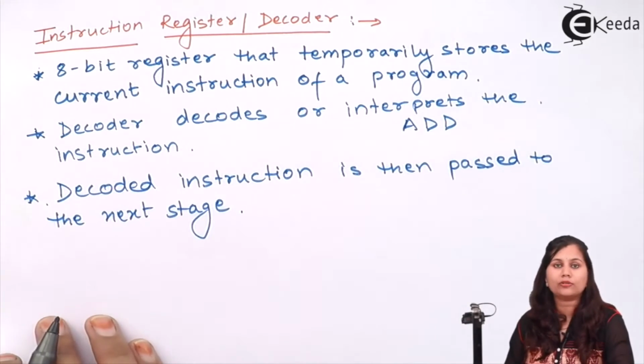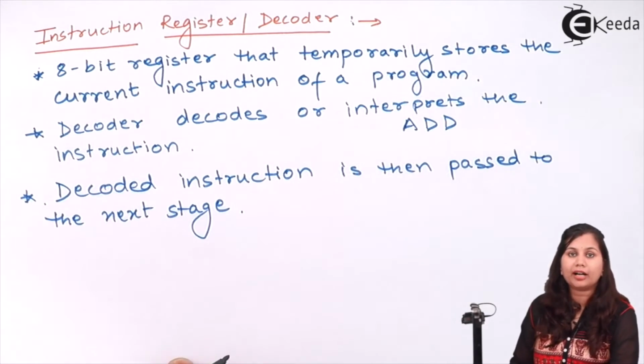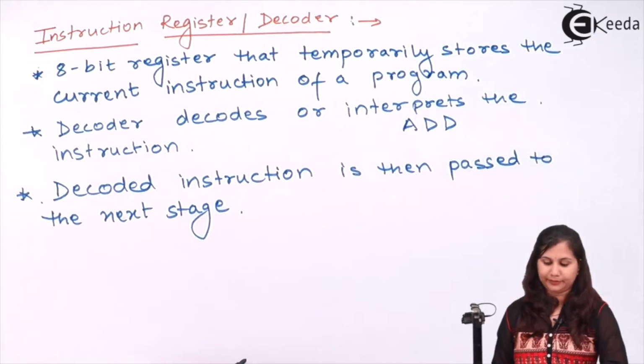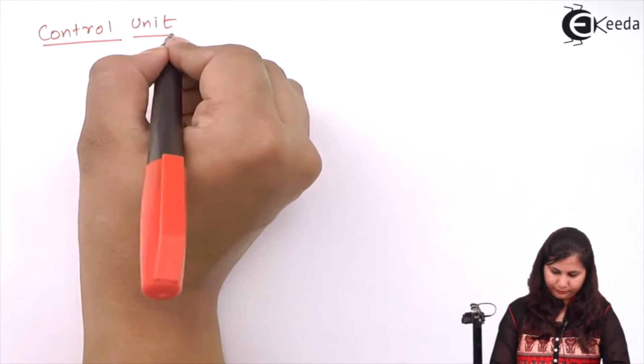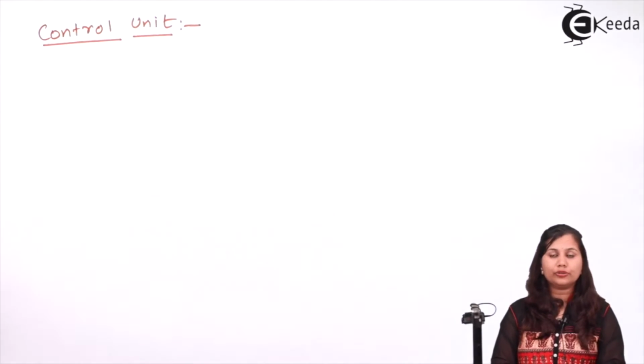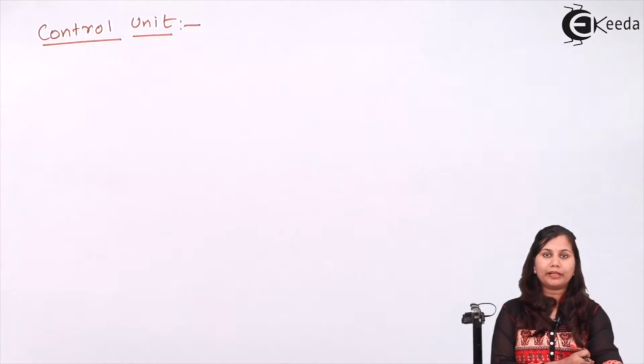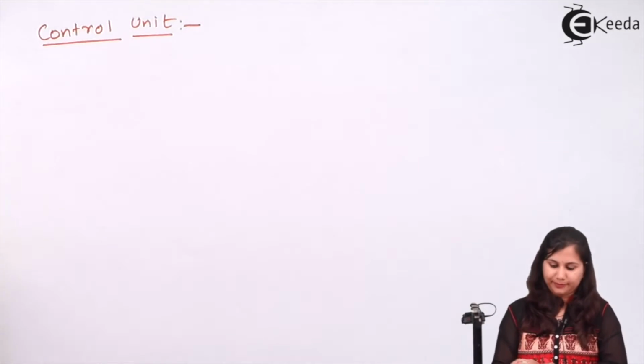The next block of the 8085 architecture is the control unit. This control unit provides the timing and the control signals to the microprocessor so that the microprocessor can understand what operations it has to perform and at what time.